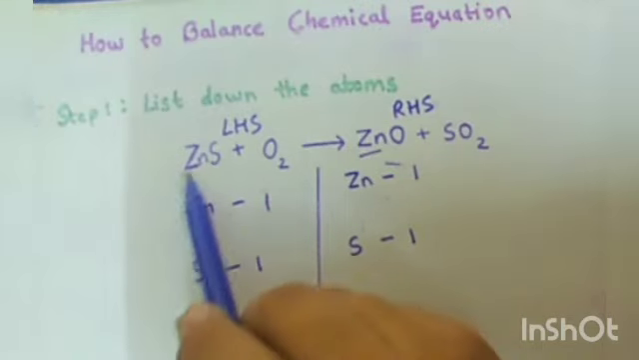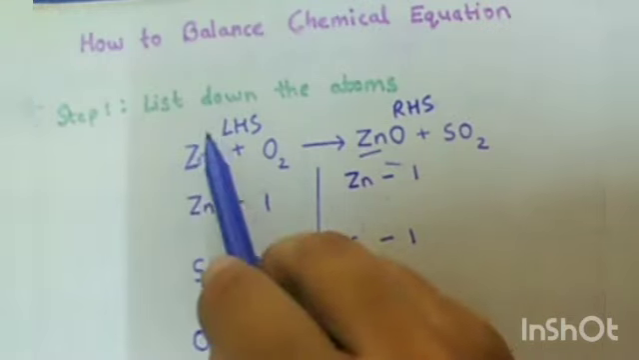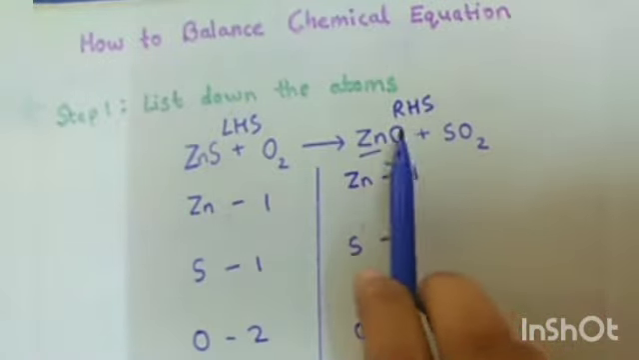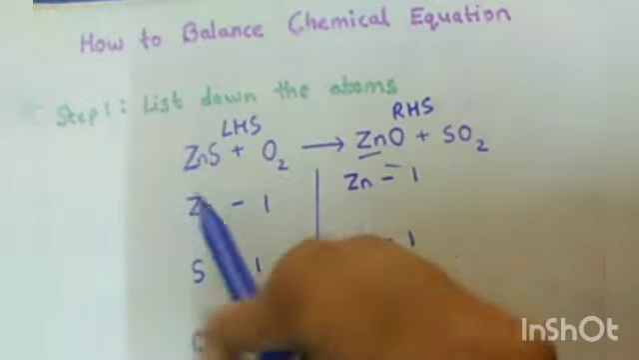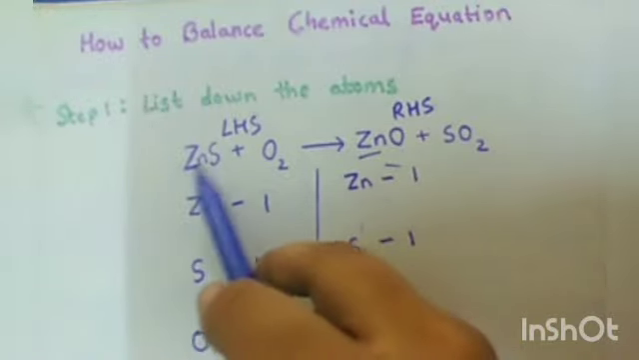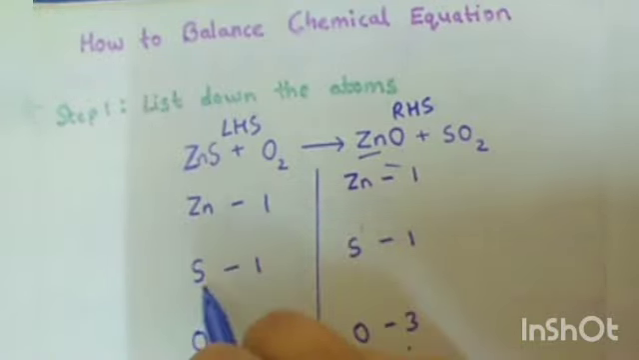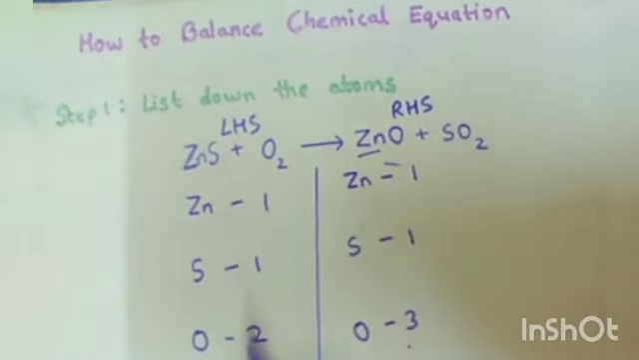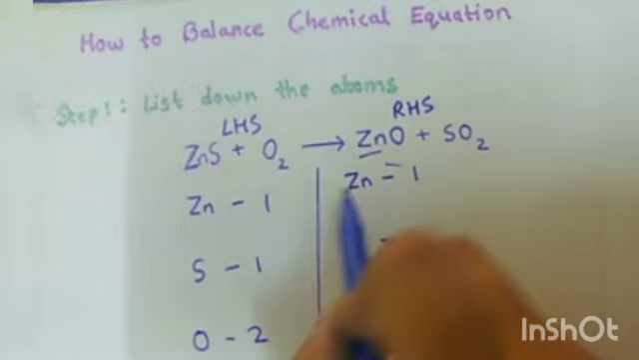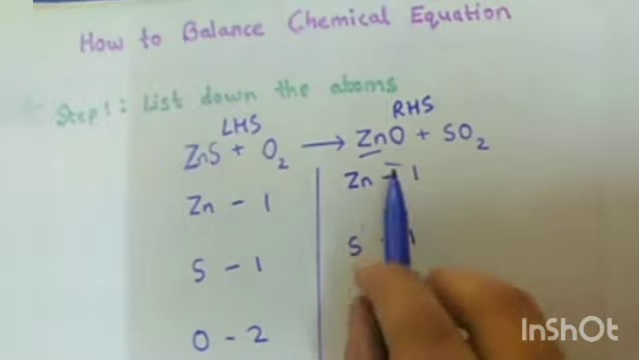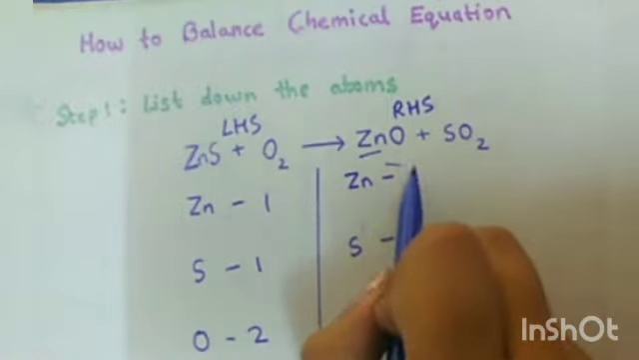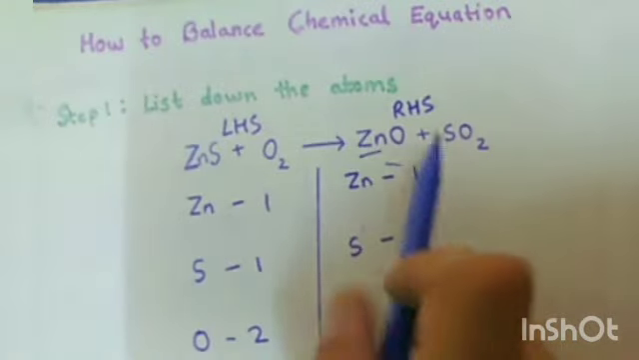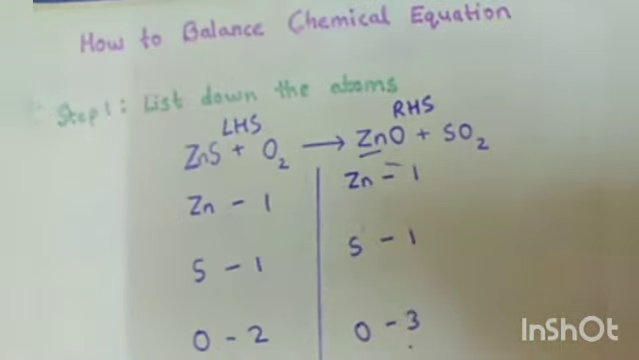Okay. So how many atoms of Zn are there on the LHS, meaning the reactant side, the left hand side? RHS means right hand side, which is the product side. How many atoms of Zn are there? Only 1, right? Sulfur, how many atoms? Only 1. Oxygen, how many atoms? 2 atoms. Here, how many Zn atoms? 1 atom. How many oxygen? Here oxygen is 1 and here it is 2. So 2 plus 1, 3. How many sulfur atoms? Sulfur atoms is 1.